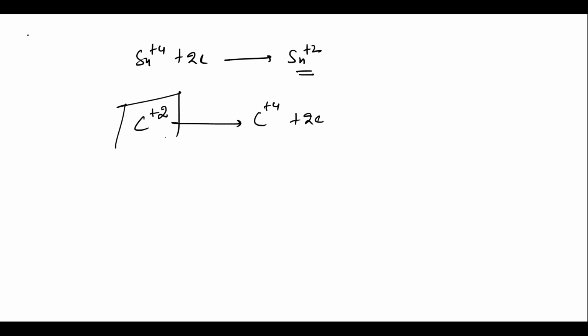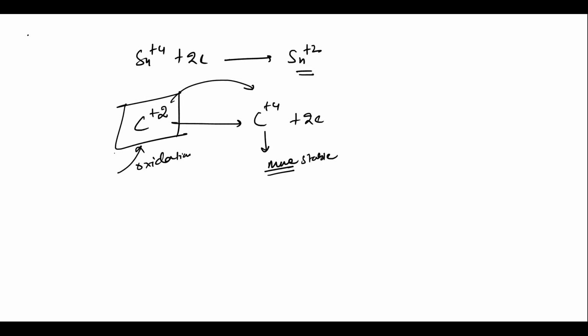So the elements at the top will try to lose electrons, and if they lose electrons, oxidation is taking place. Here the oxidation is taking place. Why is carbon losing 2 electrons? Because carbon 4 is more stable. Here it is going from +2 to +4.